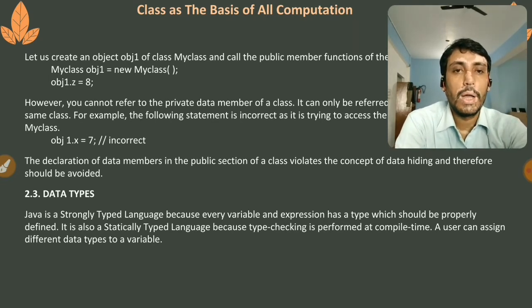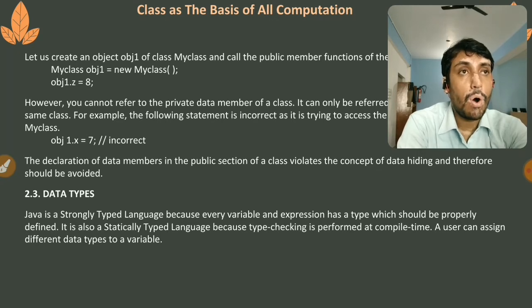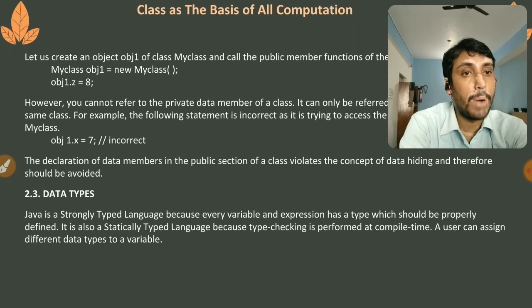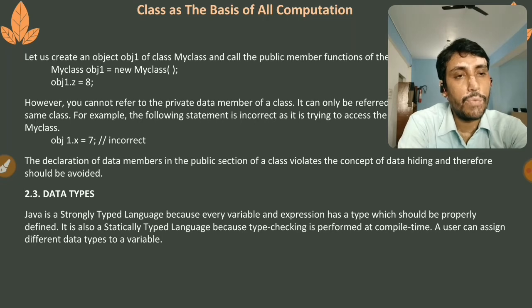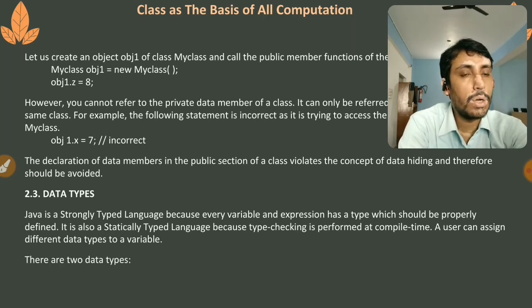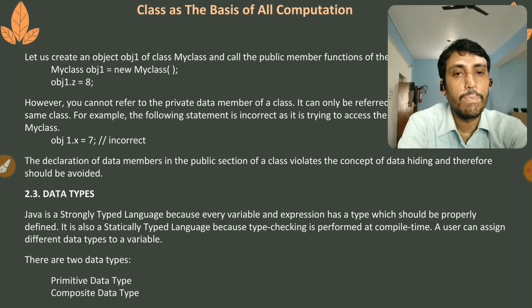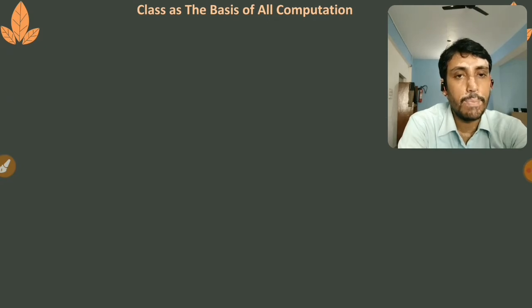It is also a statically typed language because type checking is performed. Typed language means the type of the information that we are going to use is checked at the compiler level. A user can assign different data types for different variables, depending on their requirement. There are two kinds of data types: primitive data types, and composite or non-primitive data types.